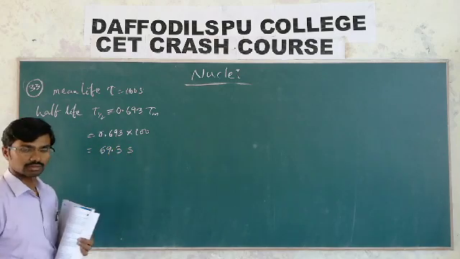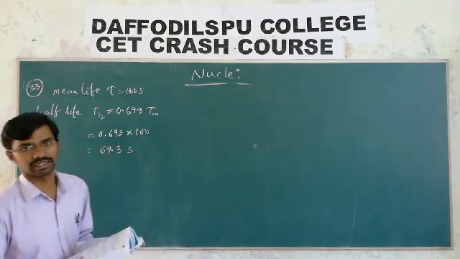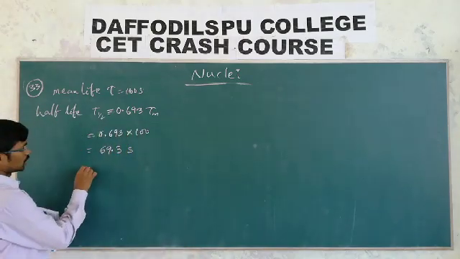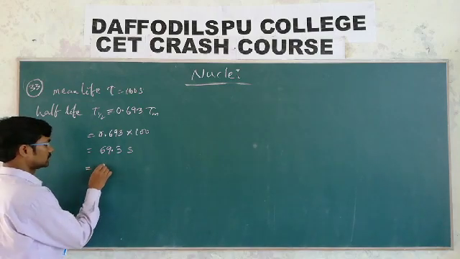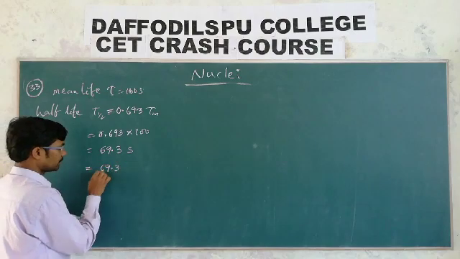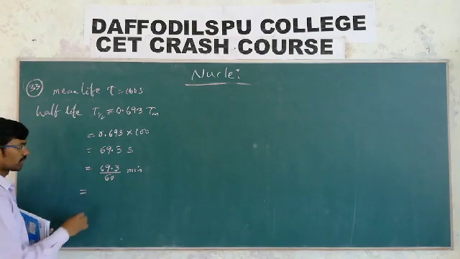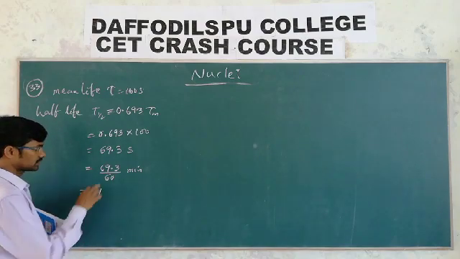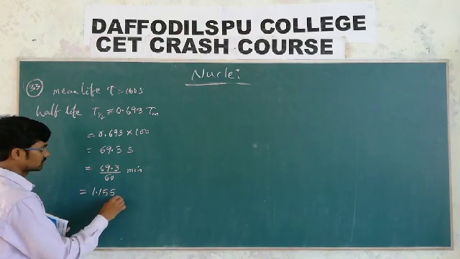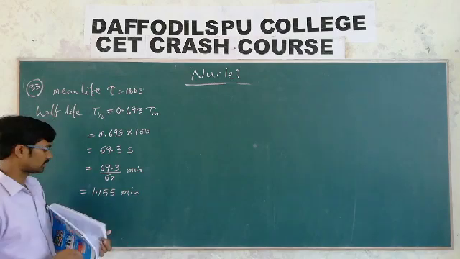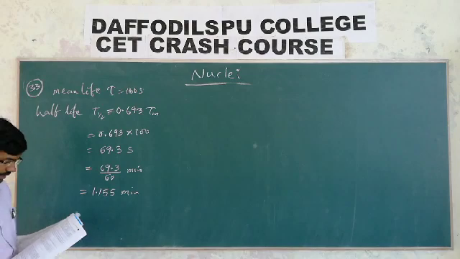69.3 seconds. But the given options are in minutes, so you need to find it in terms of minutes. Now 1 minute is equal to 60 seconds, then 1 second is equal to 1 by 60 minute. So 69.3 by 60 minutes is equal to 1.155 minutes, which is the fourth option. Next, 34.